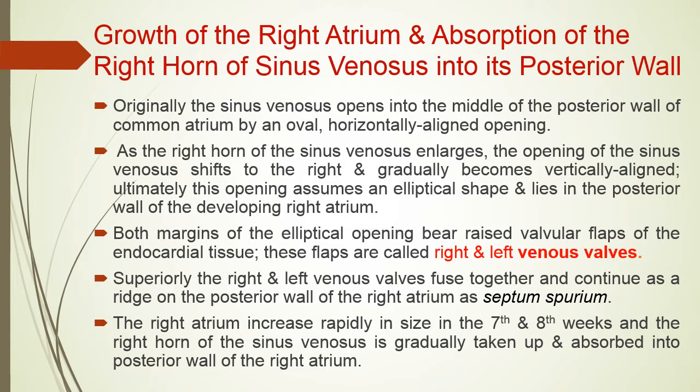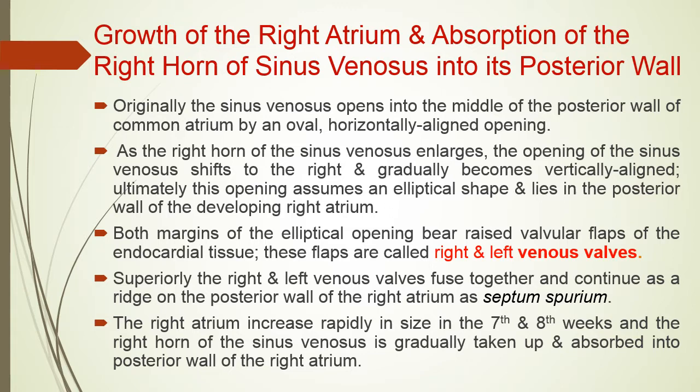So the important thing to understand is that both the right and the left atrium grow in size by absorbing venous structures into their wall. The right atrium absorbs the right horn of the sinus venosus, and the left atrium enlarges in size by absorbing the pulmonary veins into it. So first, the right atrium. Partly we have discussed it in our previous lecture as well.